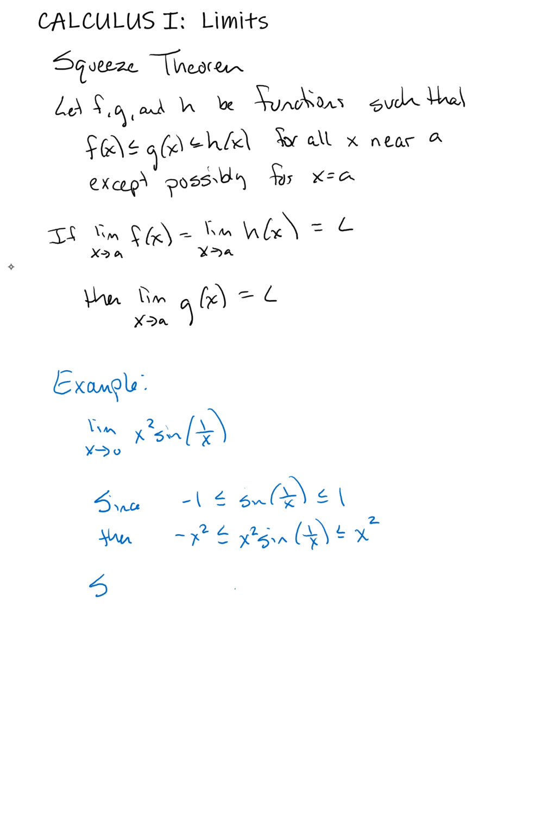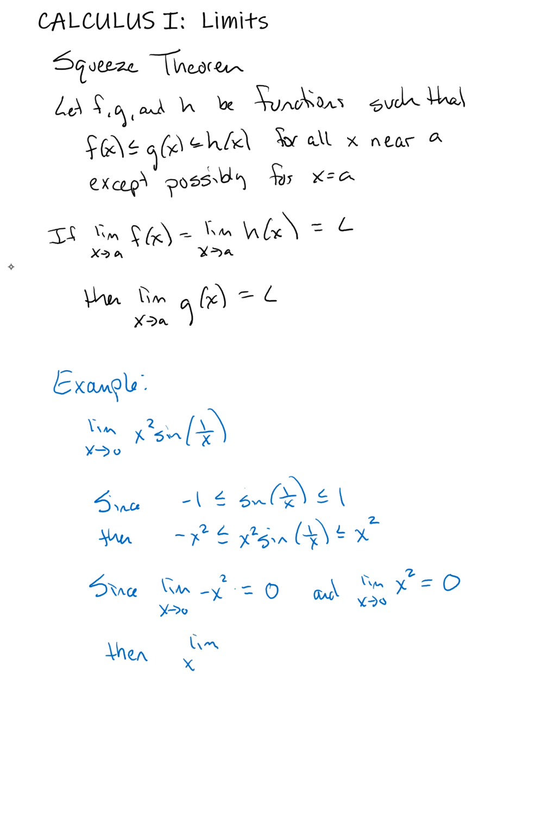I also know the limit as x approaches 0 of -x squared. Because this is a polynomial, I can simply evaluate -x squared at 0 and we get 0. And similarly, the limit as x approaches 0 of x squared is also 0. Oh, well, look at that. The limit of the item on the left is equal to 0, the limit of the item on the right is equal to 0, which means the limit of the stuff in the middle must be the same.